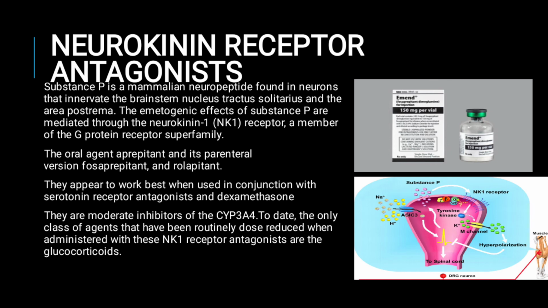Neurokinin receptor antagonists. Substance P is a mammalian neuropeptide found in neurons that innervate the brainstem nucleus tractus solitarius and the area postrema. The emetogenic effects of substance P are mediated through the neurokinin 1 receptor, a member of the G protein receptor superfamily. The oral agent aprepitant and its parenteral version fosaprepitant, and rolapitant, appear to work best when used in conjunction with a serotonin receptor antagonist and dexamethasone. They are moderate inhibitors of CYP3A4.